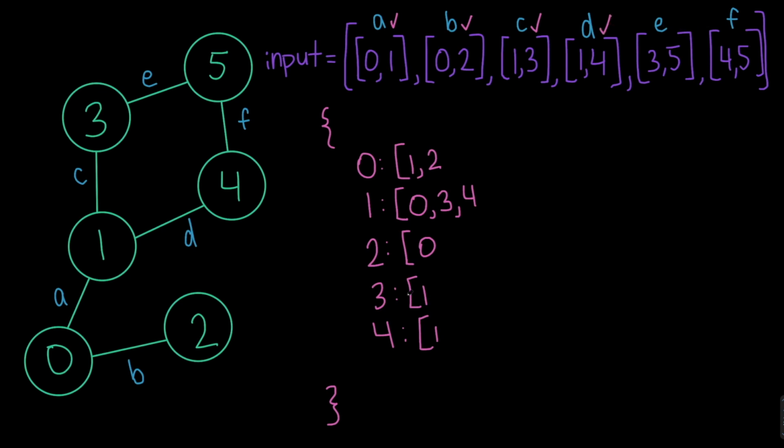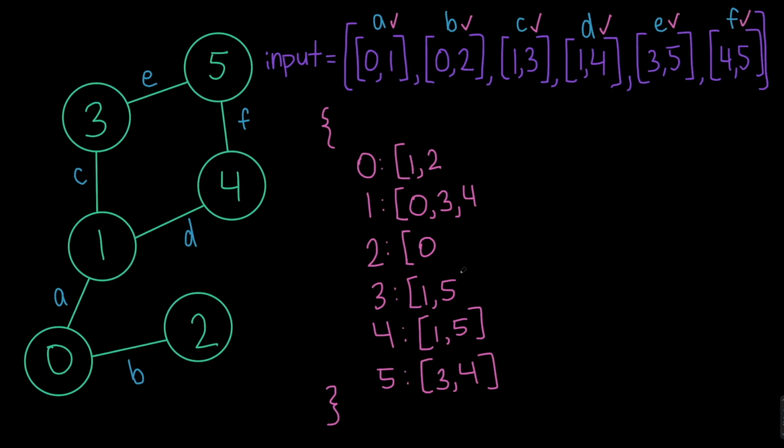Now we have the E edge, which says that we can go from node 3 to node 5, and from node 5 to node 3. That's it for the E edge. And lastly, we have the F edge, which says that we can go from node 4 to node 5 and from node 5 to node 4. And this is all. We can go ahead and check off the F.